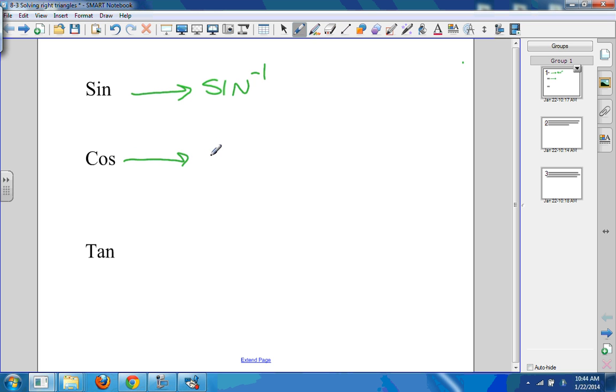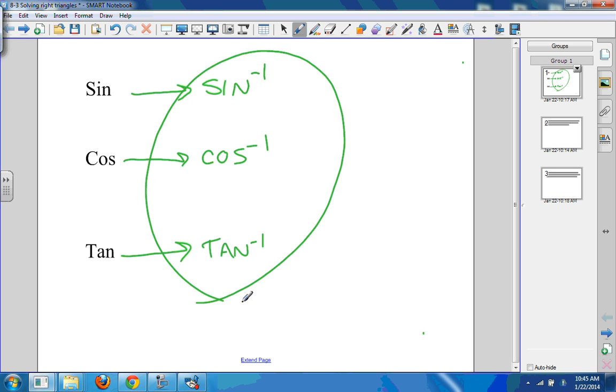Cosine also has an opposite, and we write it as cosine to the power of -1. And it is called the arc cosine, or the inverse cosine. I usually call these the arc sine and arc cosine. And tangent also has an opposite, same way. Tangent to the power of -1 is how you write it, and you call it the arctangent or the inverse tangent. So we're going to use these three opposites today to solve some problems.